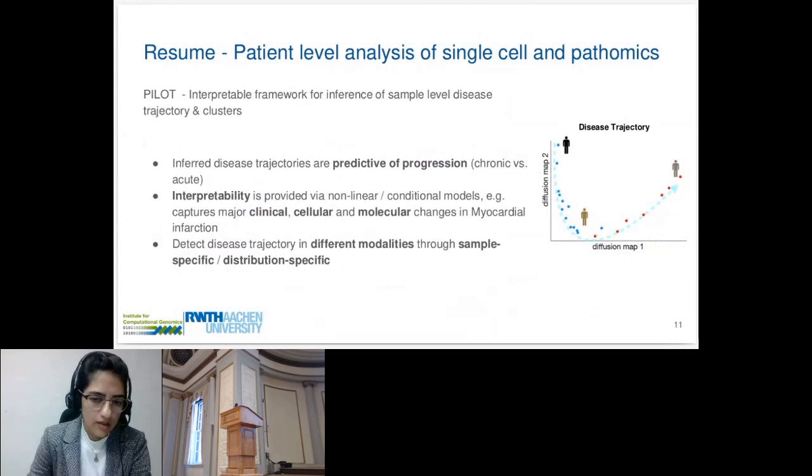At the end, I should say that PILOT is an interpretable framework for inference of sample-level disease trajectories and clusters, showing that the disease trajectories are predictive of progression from the chronic to the acute stage. The interpretation of the disease trajectory using nonlinear and conditional models gives us the opportunity to capture clinical, cellular, and molecular changes in myocardial infarction. The other interesting thing about PILOT is that we can use it with different modalities.